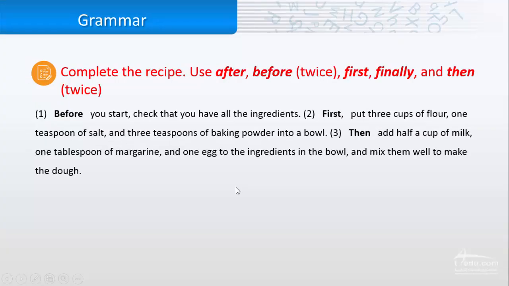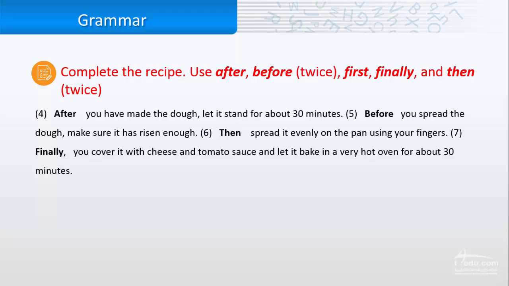Complete the recipe. Use after, before. You can use before twice, first, finally, and then twice. For example, number 1, before you start, check that you have all the ingredients. First, put 3 cups of flour, 1 teaspoon of salt, and 3 teaspoons of baking powder into a bowl. Then, add half a cup of milk, 1 tablespoon of margarine, and 1 egg to the ingredients in the bowl and mix them well to make the dough.